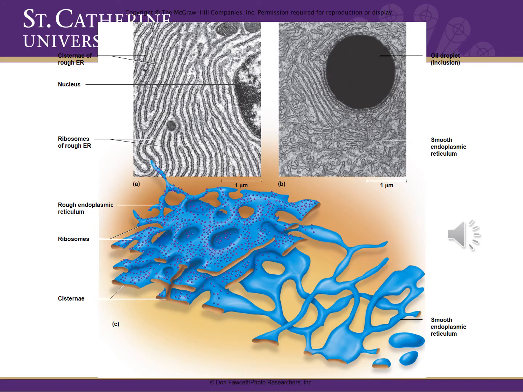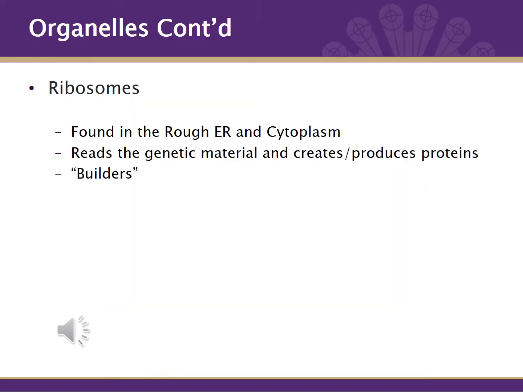Here's a picture comparing and contrasting rough endoplasmic reticulum with smooth endoplasmic reticulum. The small dots visible in the rough ER are actually ribosomes. Ribosomes are small organelles that are produced in the nucleolus of a cell. They are usually found in large collections on rough endoplasmic reticulum. Ribosomes are responsible for decoding genetic information and assembling amino acids into short chains called peptides or longer chains called proteins.